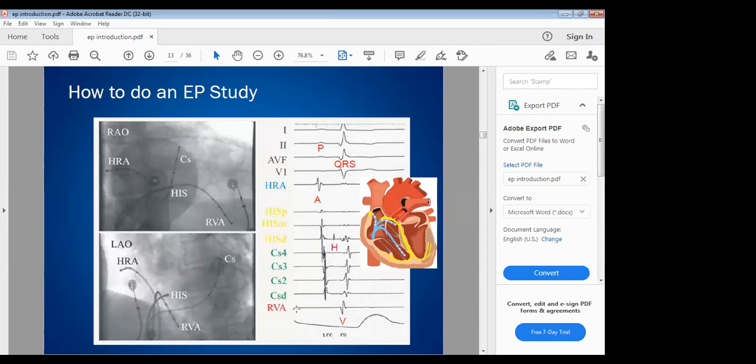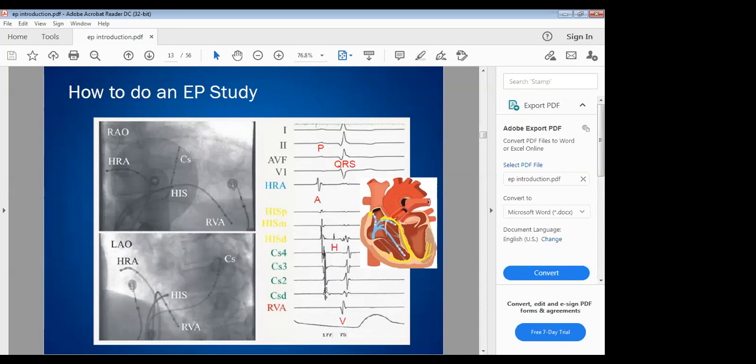Yes. Look at the catheter in the right ventricle. It cannot sense any atrial activity because it's not close to the atrium at all. It will not sense any His bundle activity because it's not there. It is in the apex of the ventricle, so it can only sense ventricular activity. But look at the catheter in the His, depending on the segment of the His. Because it is in between the atrium and the ventricle, you can see atrial activity, His bundle activity, and ventricular activity.